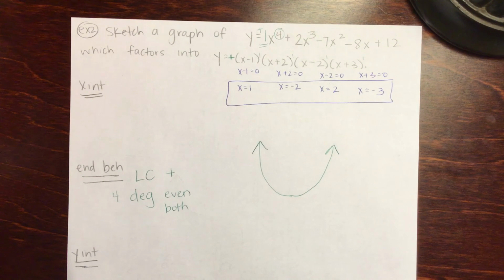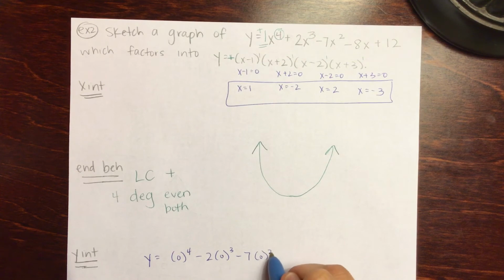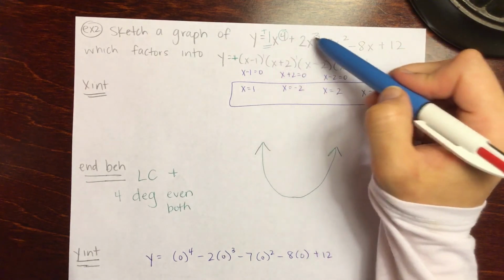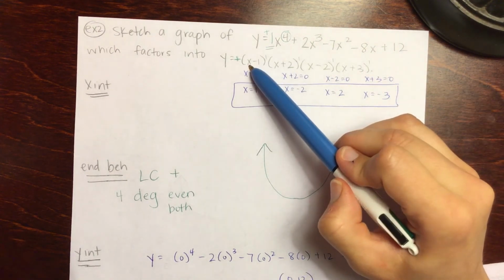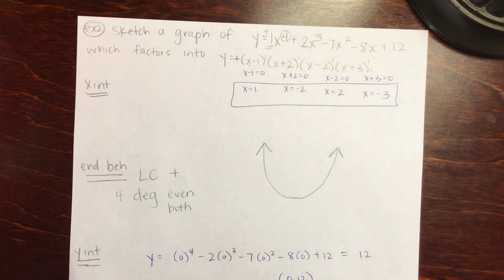Now I need to find my y-intercept, so I need to sub in a 0 for all of my x's. You can sub it into either form. I like to sub it into this first form because all of these are zeros because they all have x's and your answer is automatically going to be 12. You can type that into your calculator if you want to double check. But if you sub it in 0 minus 1, 0 plus 2, 0 minus 2, 0 plus 3, you should also get a 12.